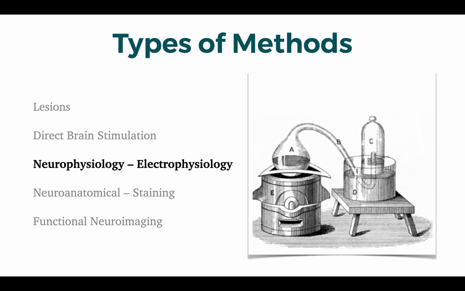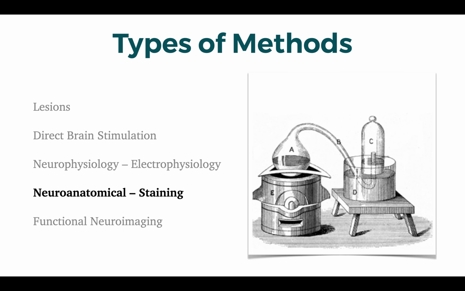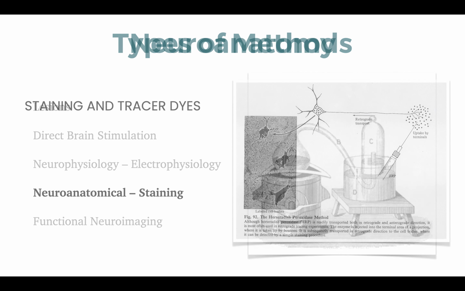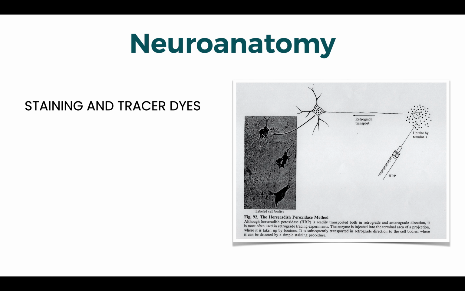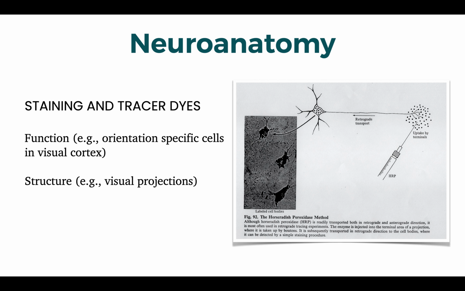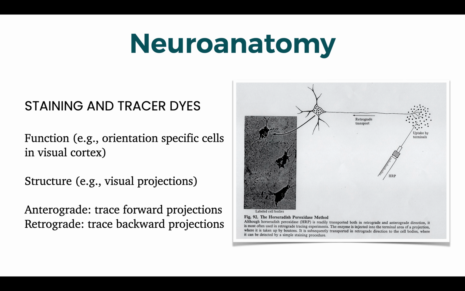So, from neurophysiology and electrophysiology, we will proceed to neuroanatomical stuff, and this is stuff like staining. Staining and tracer dyes, it's pretty cool actually when these are done. PET, which we will talk about in functional neuroimaging, uses tracer dyes in its imaging. Basically, you can do some really cool stuff with tracing. You can figure out what cells are doing using stains. You can figure out how cells are made or how they're connected using stains. You can trace forward connections and backward connections.